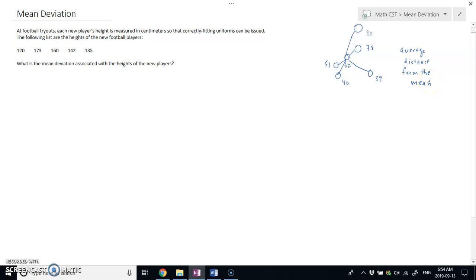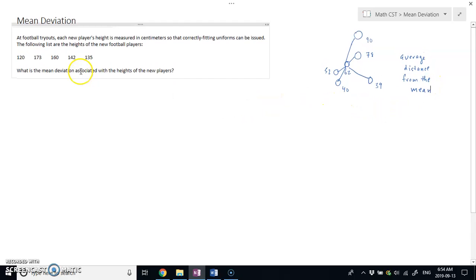So in this particular question, it says at football tryouts, each new player's height is measured in centimeters so that correctly fitting uniforms can be issued. The following lists are the height of the new football players. So these men and women who are trying out for the football team all have different heights. And so we're interested in the mean deviation of those heights.